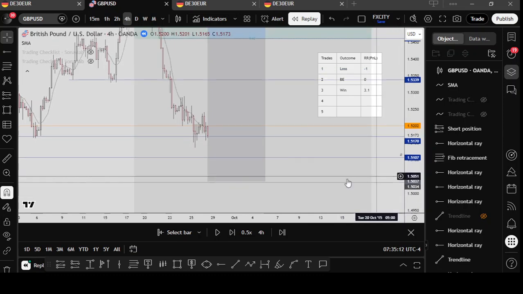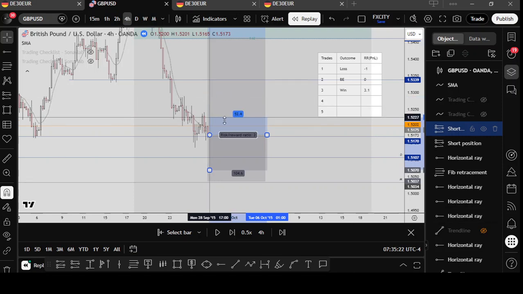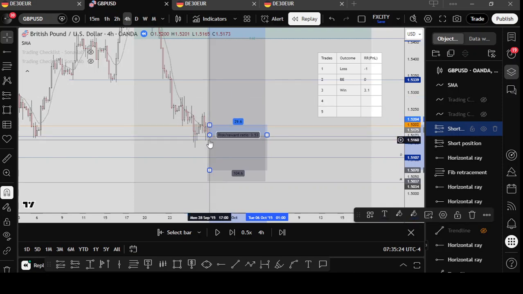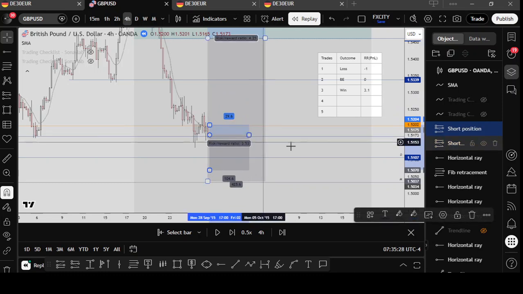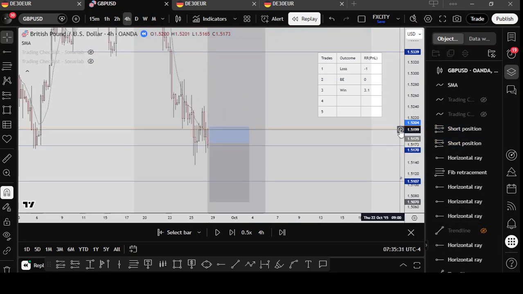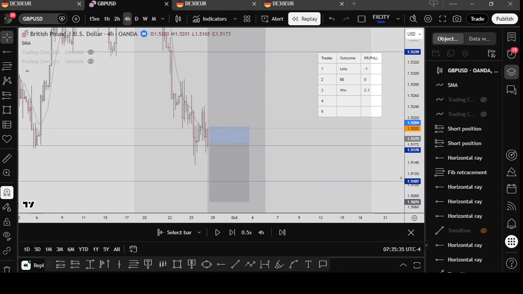Right. So this is still good to sell. It's still good to sell. Still very much good to sell. No. So this is a very, very good setup. This is a very, very good setup.